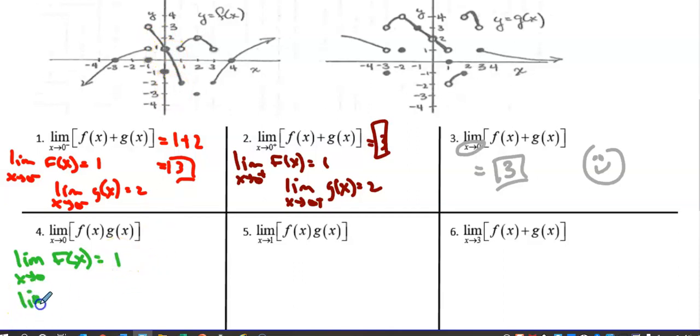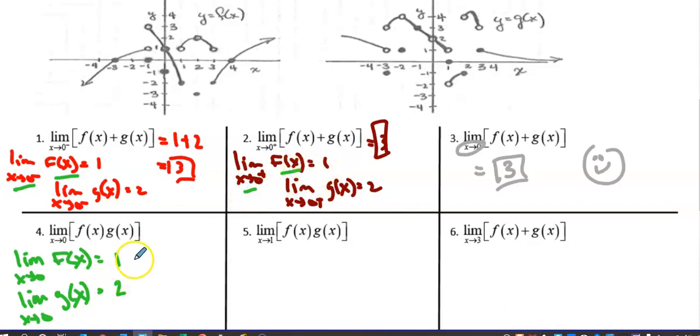And then we can look at the limit as x approaches 0 of g of x, and again we're over here, and that's 2, and we already knew that because we knew that the left-hand limit for x equals 0 of f of x was 1, and the right-hand limit of f of x was also 1.